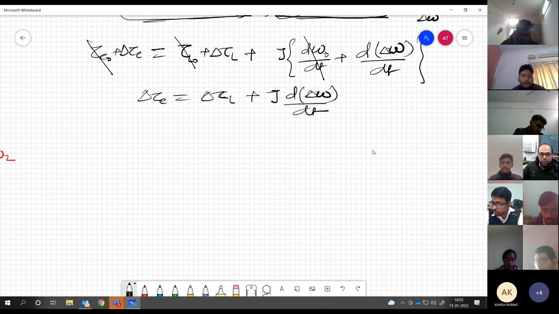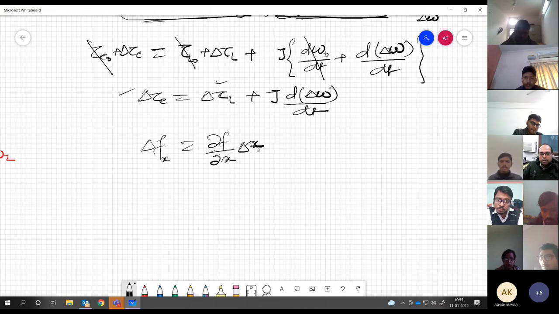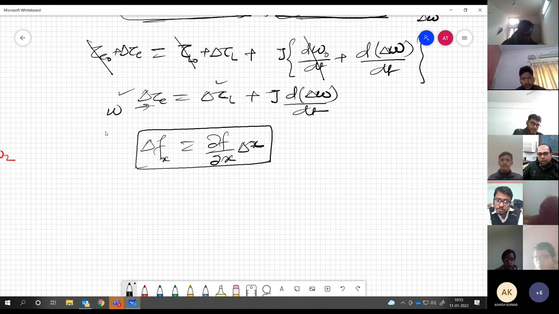Okay, now we should be able to define this delta tau e and delta tau l in terms of omega. So mathematically we can express any delta f function, if we are writing with respect to the quantity x, then this can be written as this. So tau e also we are writing with respect to delta omega. Delta omega is the new variable. You can say alpha or something if you want to make it simpler for you.